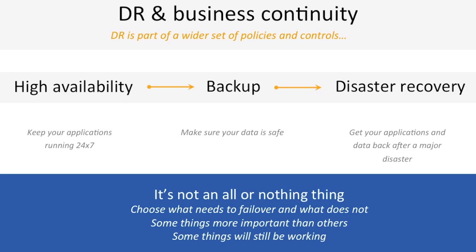And it's not an all or nothing thing. I think a common misconception around disaster recovery is that there's a big switch that you pull and suddenly one data center turns off and a second starts up and takes on the load. It's not actually like that. In reality, you need to choose what needs to fail over and what does not. Some things will be more important to you than others, and some things will still be working. So a classic might be that your internal telephony systems for your offices are working fine, but a core back office system isn't. So you don't need to fail over your entire office infrastructure, you just need to recover a single part of it, the application that your users are trying to use to service your customers.